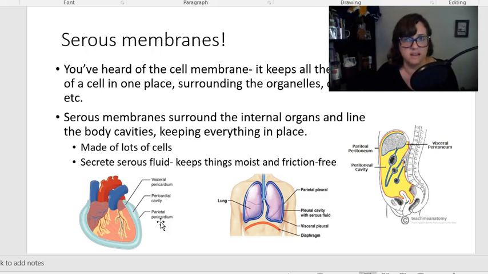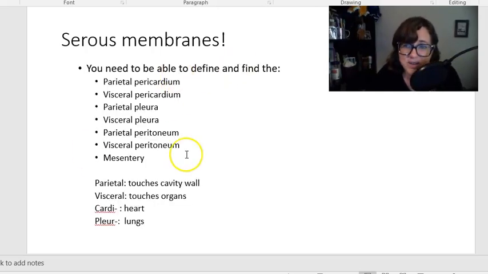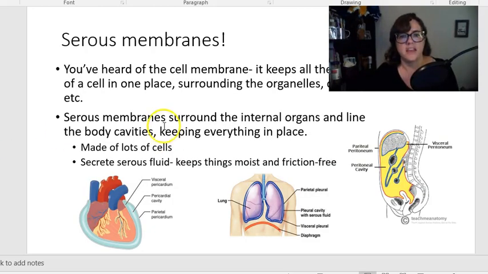Now you might say, there are so many words, oh my God, look at all these words you have to learn. But don't worry, there's a trick to it. If you see the word cardi, like Cardi B, but not, cardi means heart. So if you see cardi, you know you're talking about the heart. If you see the word pleura, spelled this way, remember you're talking about the lungs. And if you see peritoneum, you're talking about the guts.